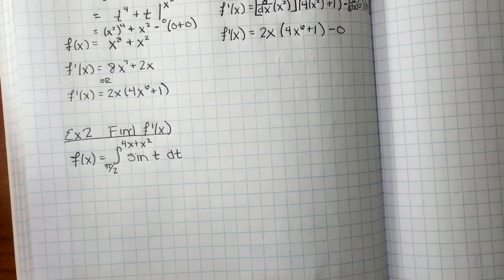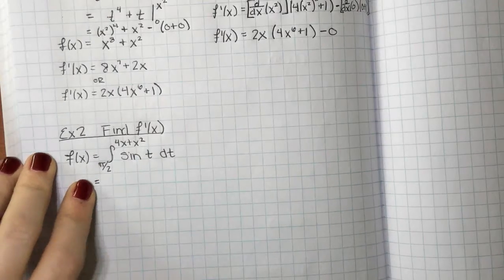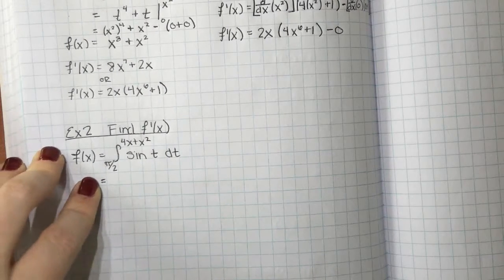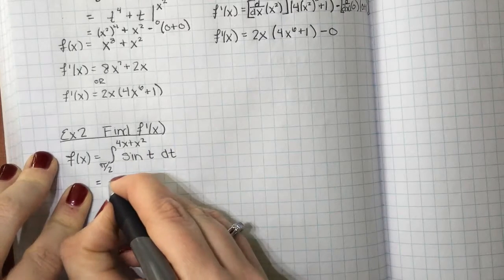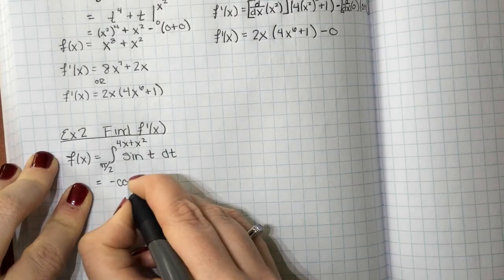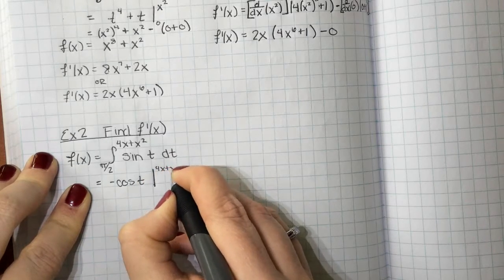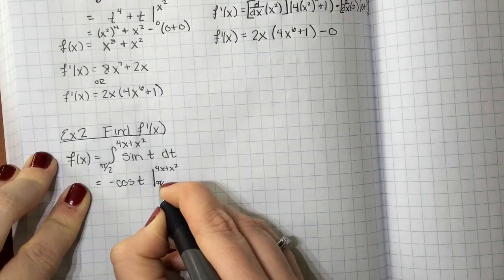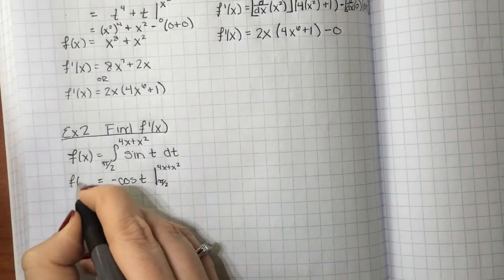Now, let's go ahead and integrate. You better get this integral right. What happens if I integrate sine t? Negative cosine t. Upper bound is 4x plus x squared. Lower bound is pi over 2. This is, again, our function, right? This is f of x.